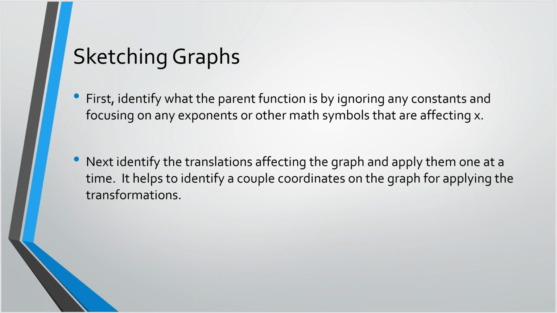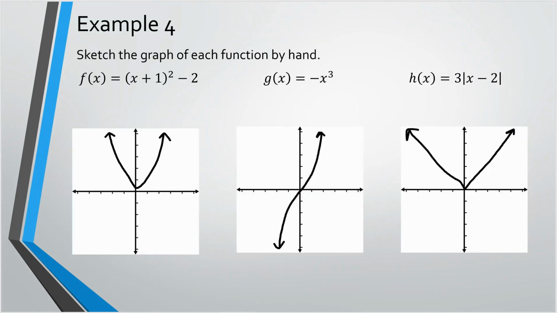So then I look at what's happening inside of the symbol. I apply the stretches and shrinks first, and then I apply any of these shifting left or right. So it's kind of like the PEMDAS order. You do your multiplying and dividing before you do your adding and subtracting, but you want to do the vertical and the horizontal separately. So now let's look at drawing some of those sketches by hand.